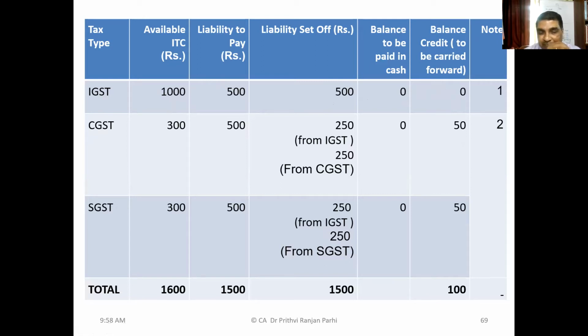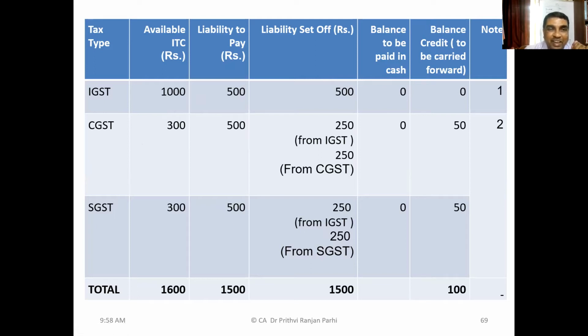Now, why will the balance be 0? I will be explaining that, because the remaining balance will be utilized in the next two liabilities. Now, for CGST, the available ITC is how much? 300. I have a liability of 500. I can do this.